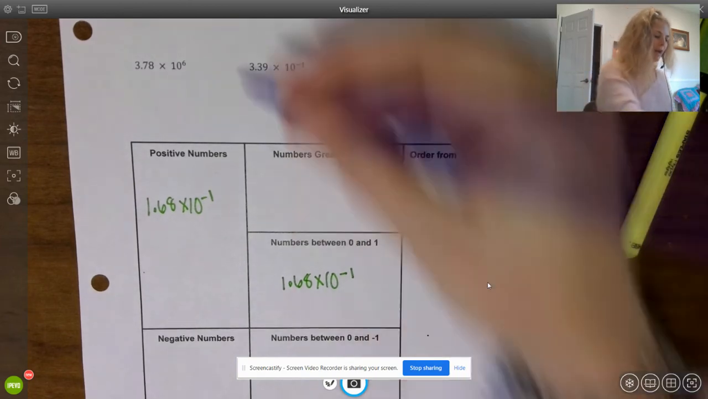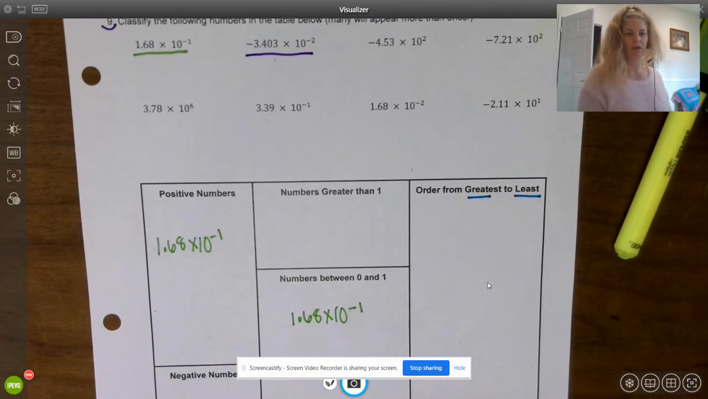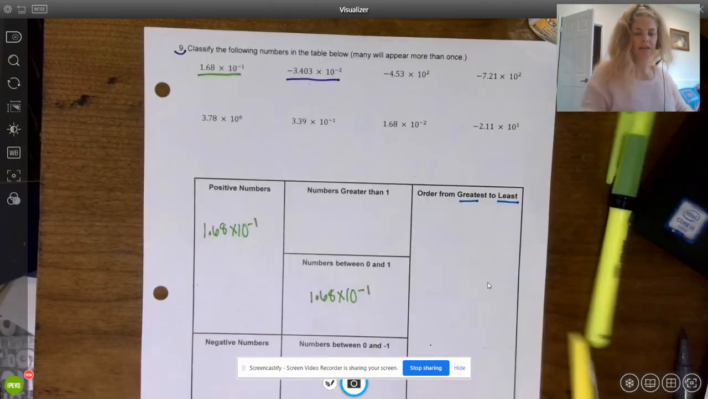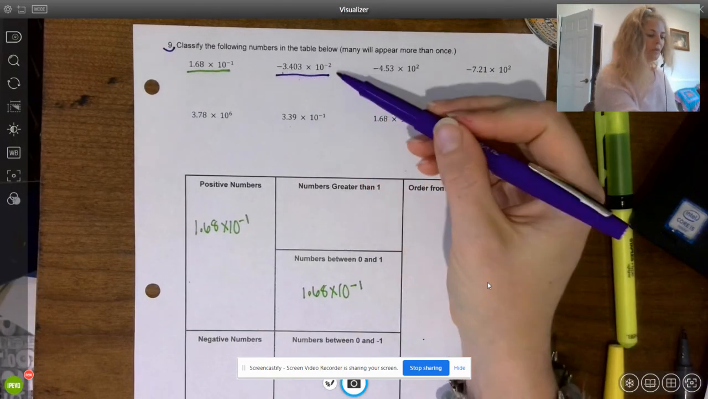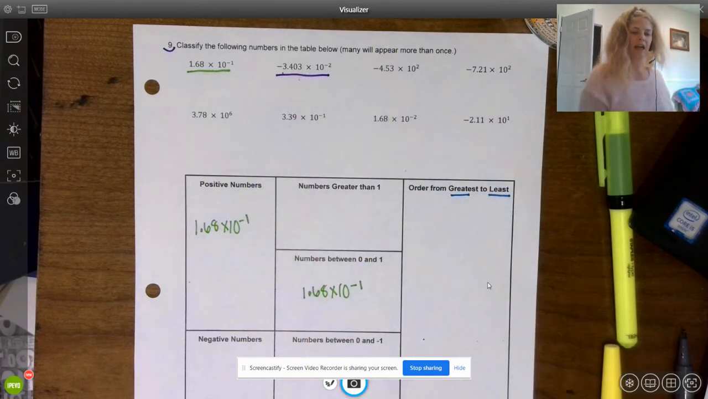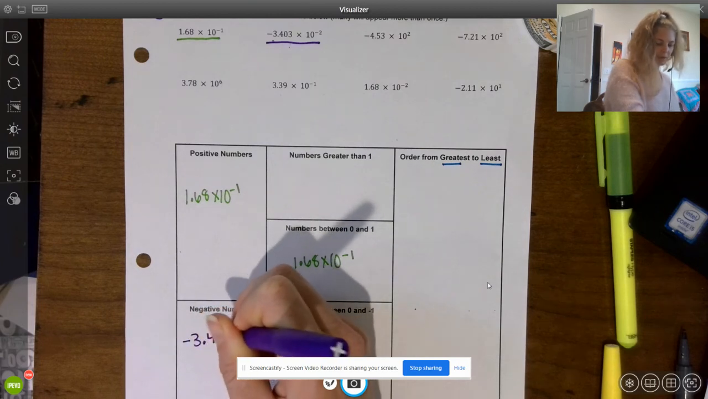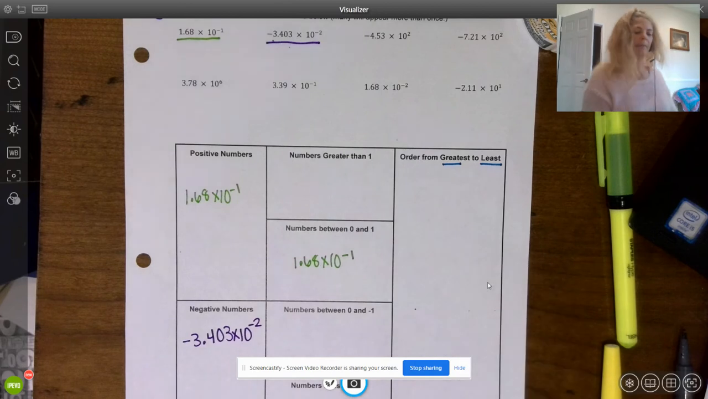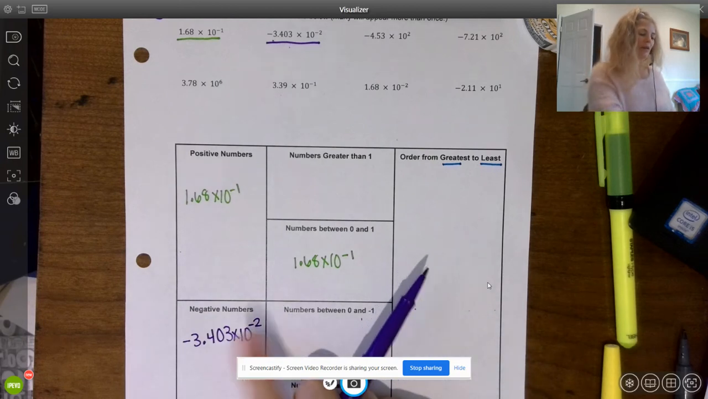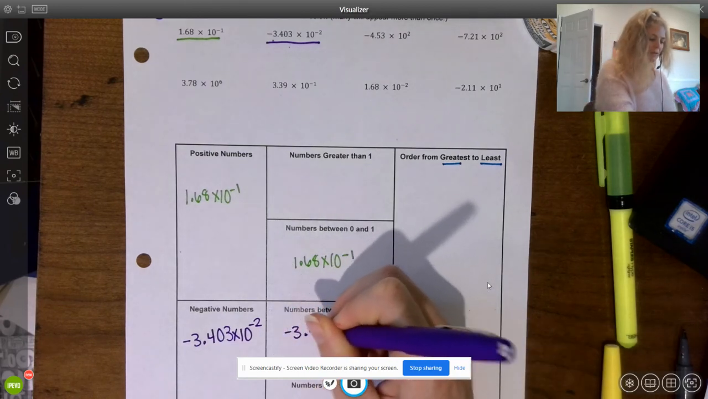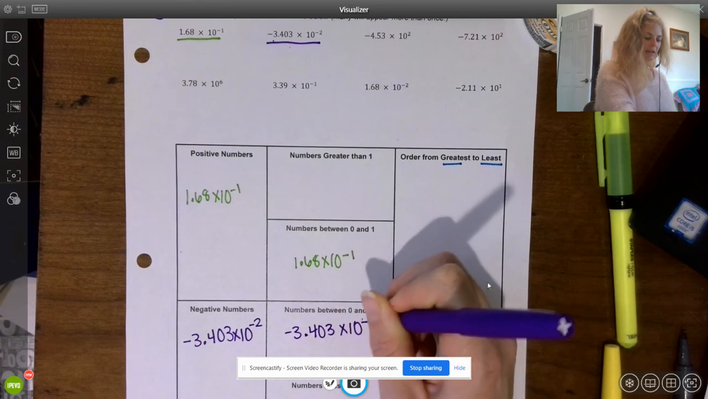So the next number I will help you out with is negative 3.403 times 10 to the negative second. Because it starts negative, we are only moving the decimal right and left, so it's going to end up being negative. So we'll put that down here. Negative 3.403 times 10 to the negative second. Is that between 0 and negative 1, or is it less than negative 1? Because we are going to the left here, we know it's going to be between 0 and negative 1.